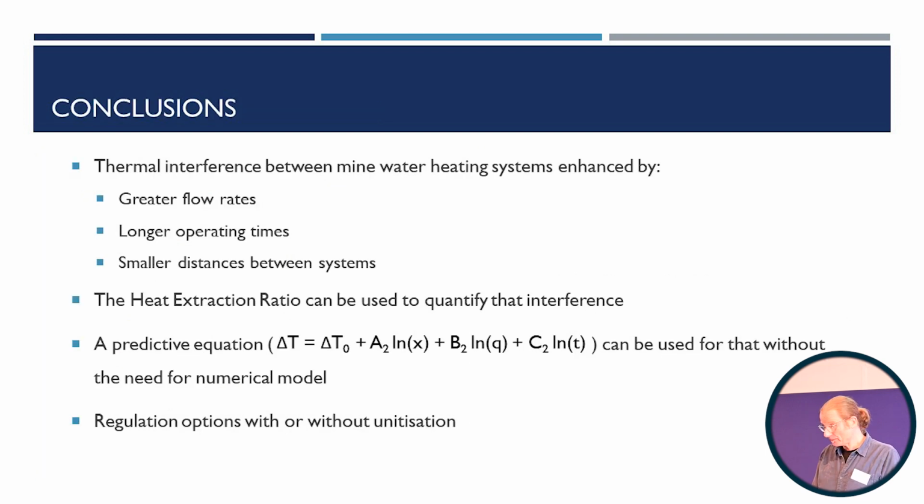So to conclude, modeling suggests that thermal interference between close-by mine water systems is enhanced by larger flow rates or more pumping, larger operation times, and shorter distances between systems. We might be able to use a concept called heat extraction ratio to quantify how much interference there is, and we can come up with a simple predictive equation to simplify this without the need for further modeling. And finally, regulations could be borrowed from other industries that already have more experience with this.